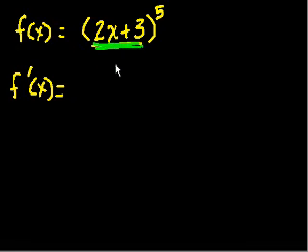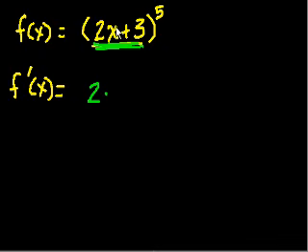What's the derivative of 2x plus 3? Well, you know that. It's just the derivative of 2x, which is 2. And then the derivative of 3 is 0. So the derivative of 2x plus 3 is just 2. And then I'm going to multiply that times the derivative of the whole thing, and I just pretend like 2x plus 3 is just like a variable by itself.